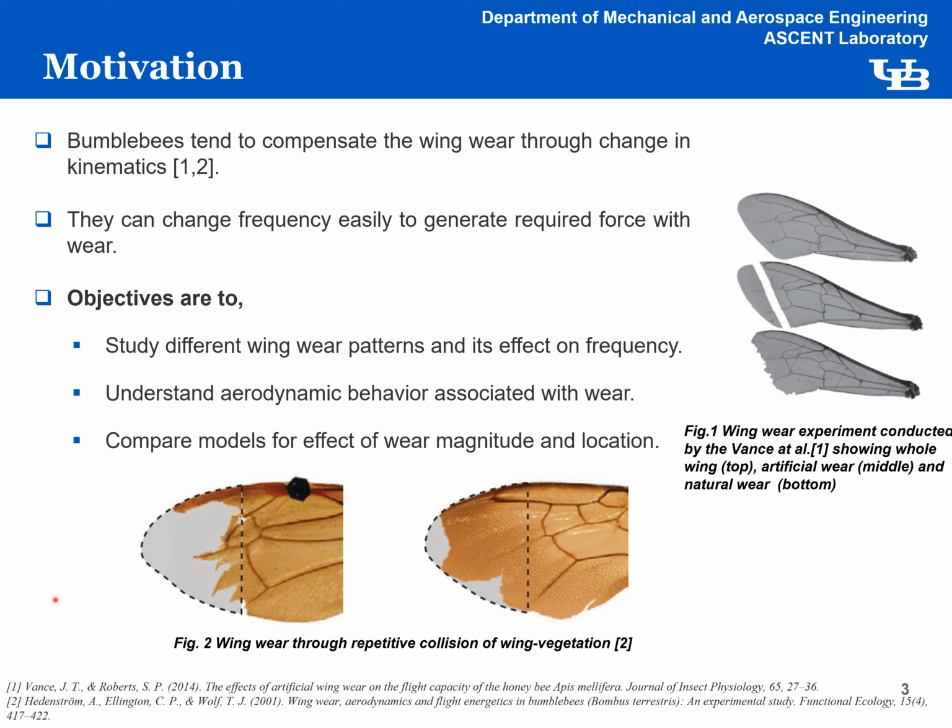Bumblebees compensate wing wear through change in kinematics. It is known that bees compensate wing wear through change in frequency, and with change in frequency, they generate required forces to maintain the flight. The objective of the current study is to examine the effect of different wing wear patterns on frequency, and to also understand how change in frequency affects the aerodynamics of bumblebee flight. We will also compare models to examine which variable has more dominant effect on the bumblebee flight, whether it's wear magnitude or wear location. Some natural wing wear patterns are shown in Figure 1 and Figure 2.